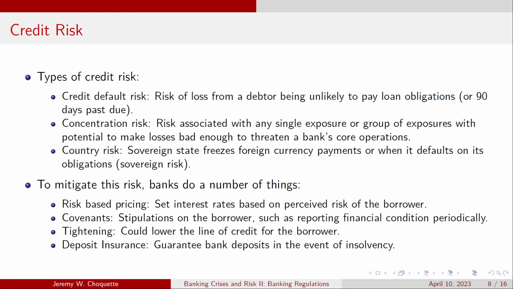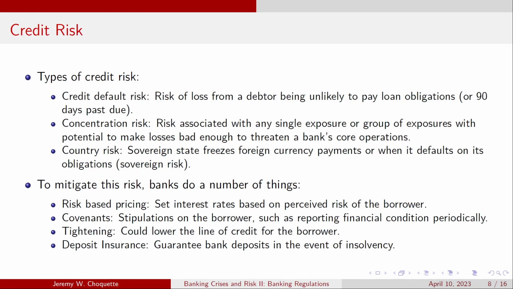And for these types of credit risk, banks have to do a couple of things to be able to mitigate this. The first one would be risk-based pricing, where they set interest rates based on how risky they think the borrower is going to be. So let's say you want to take out a credit card, if you are a particularly risky borrower, then they're likely going to hit you with a higher interest rate. Or if you want to take out a personal loan to pay off some credit card debt that you've got, if your credit score is particularly low, right, that shows the lender that maybe you're not going to be the best suited to be able to repay the loan that you took out.